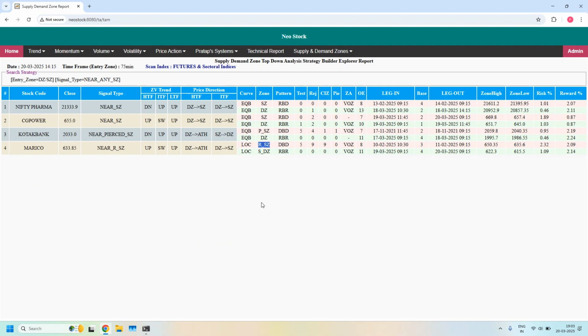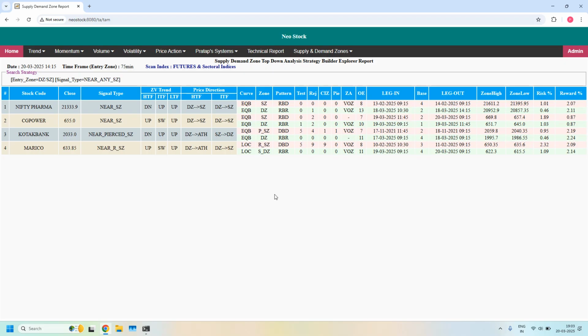We have a 75 minutes high liquidity supply zone, Marico. This is also having a 75 minutes demand zone, again both the zones. So the good thing is you may get trade opportunities on either side. But anyway, the stock is near to the 75 minute supply zone.